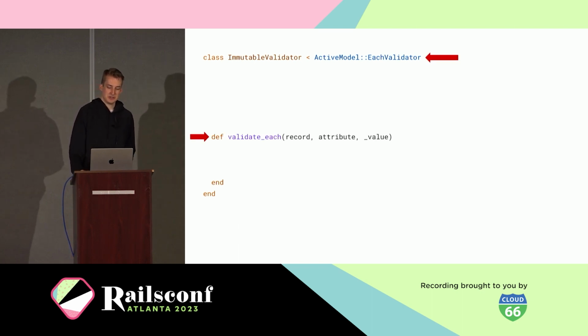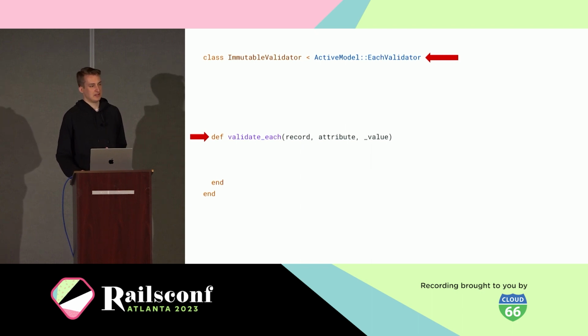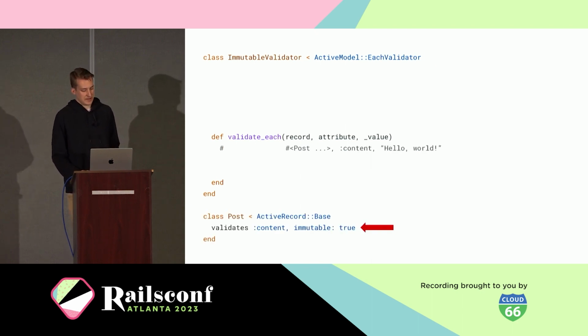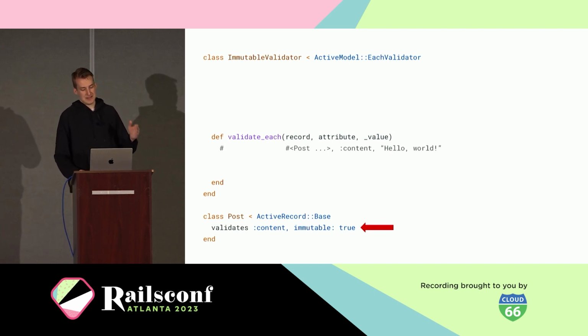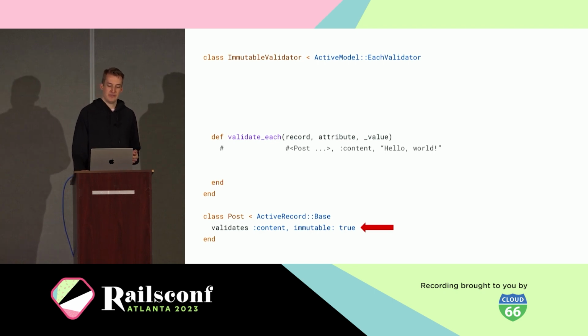validate_each is the entry point for an ActiveModel EachValidator. When a model adds a validation like this, then Rails will look up the ImmutableValidator class, and it calls validate_each with the instance of the model being validated, the name of the attribute as a symbol, and the value of that attribute. Given all of that information, the ImmutableValidator will need to check 2 things.